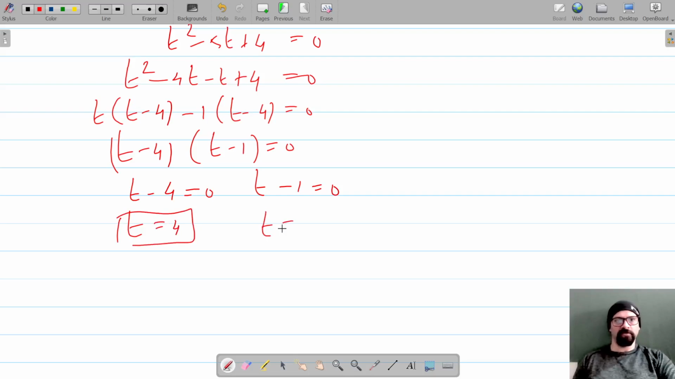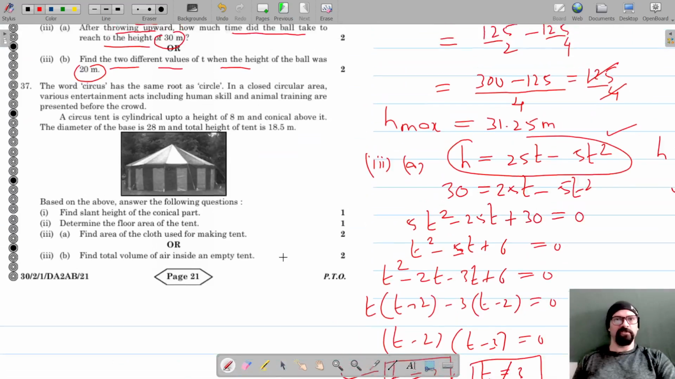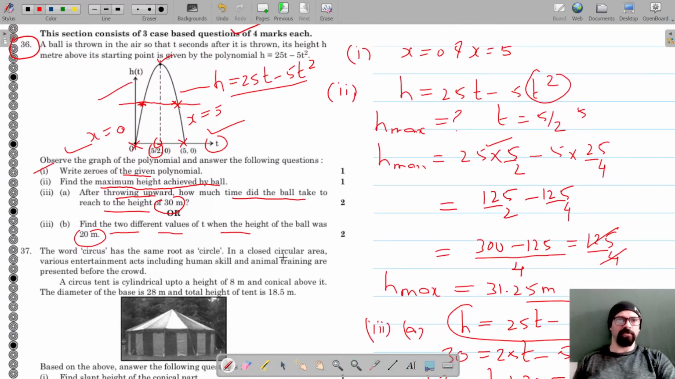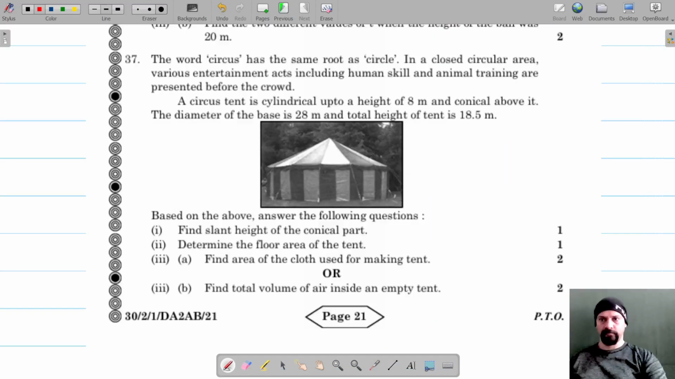So that means when going upward after 4 seconds, its height may be 20, and when coming down after 1 second, its height may be 20 meter. So for these two times, its height is 20 meter. Okay, coming on to question number 37. For next question, that is question number 37.